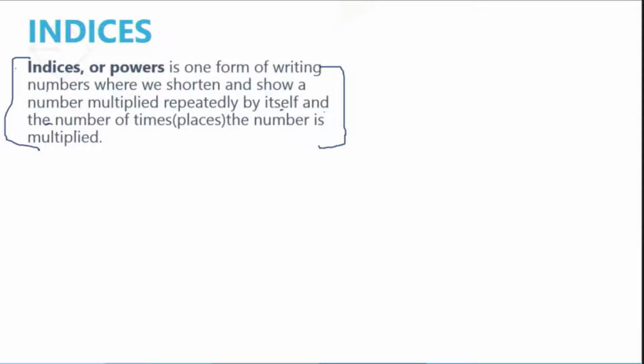Okay, so we're going to look at an example to clearly understand what this definition is all about. So it's a form of writing numbers where we shorten and show a number multiplied repeatedly by itself. So let's look at this example. We have a number here. And what's the number? The number is 3. And this number is multiplied repeatedly by itself. So now instead of leaving this multiplication this way, we want to rewrite it in another way. We're not changing the meaning, we just want to rewrite it in another form, which is the index form, okay?